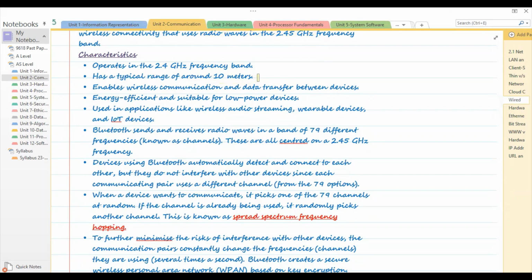So distance is a major limitation here. It enables wireless communication and data transfer between devices. It is energy efficient and suitable for low power devices. It is used in applications such as wireless audio streaming, wearable devices, your watches, etc., and IoT devices.